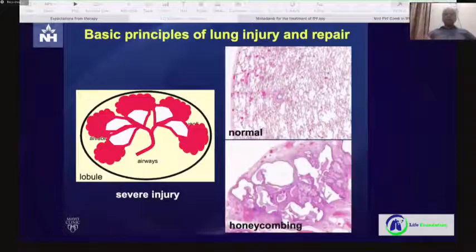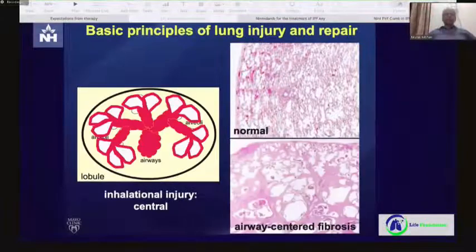But when you have severe injury, then you have much more dense fibrosis. And this is what it goes on to anyway in the long run if the disease process is not checked. And you can see both the dense fibrosis in the cartoon and the dense, what leads to honeycombing in the histopathological slide. But the way the inflammation occurs, the way the injury occurs is also important.